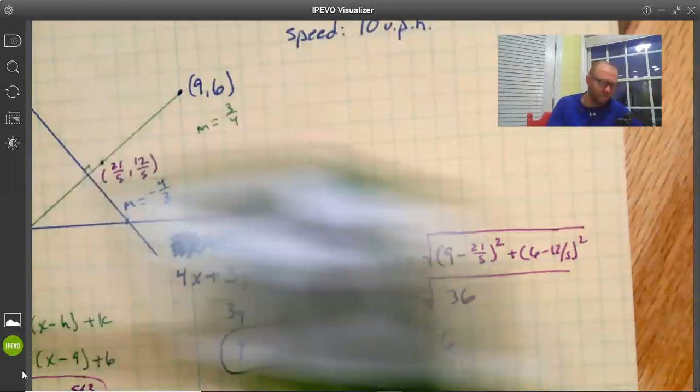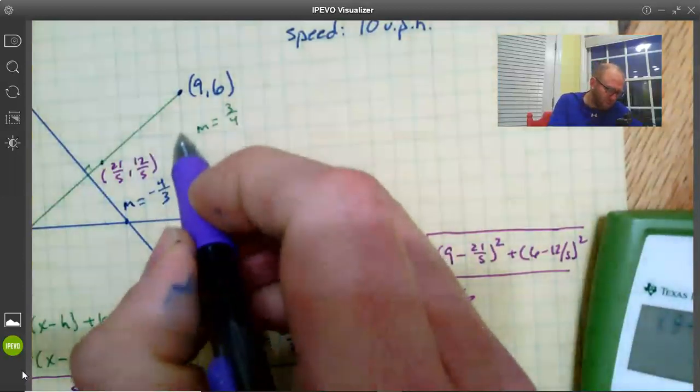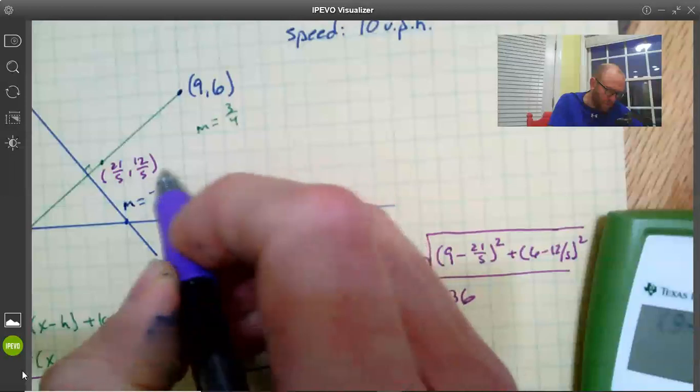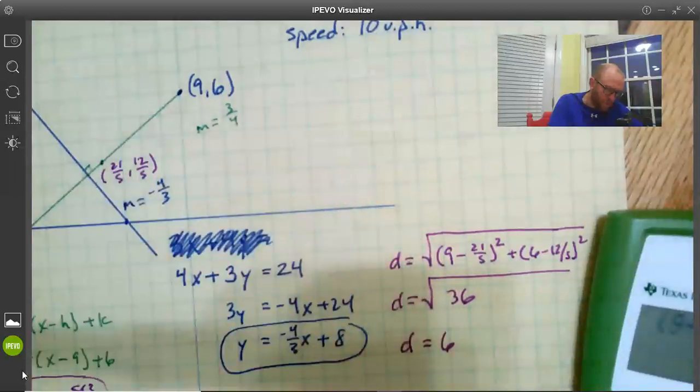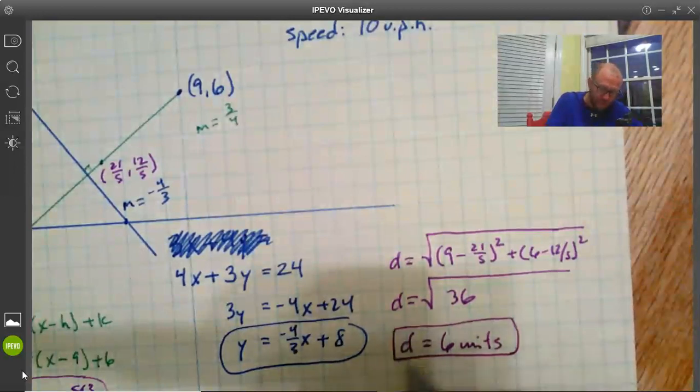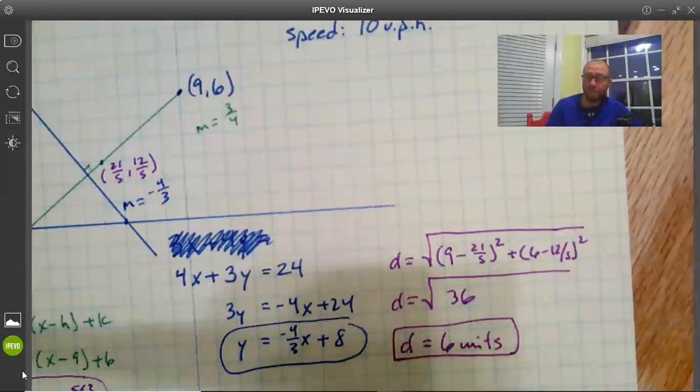6 units, really? 1, 2, 3, 4, 1, 2, 3, 4. Oh, okay. Wasn't expecting that. 6 units exactly. What a deal.